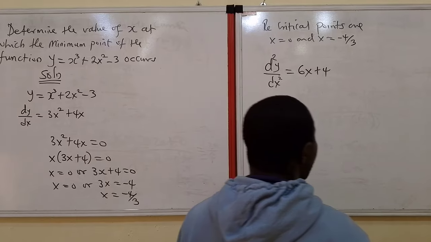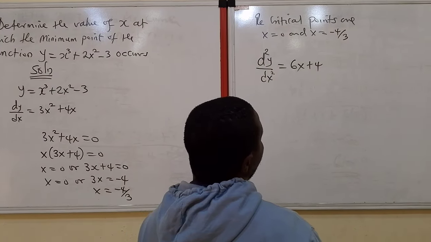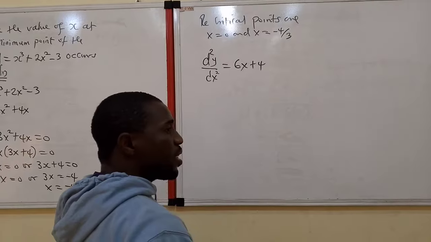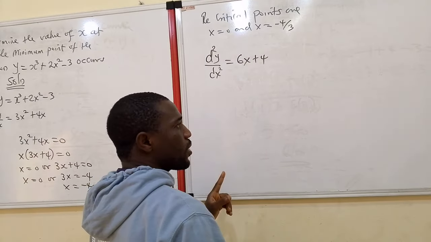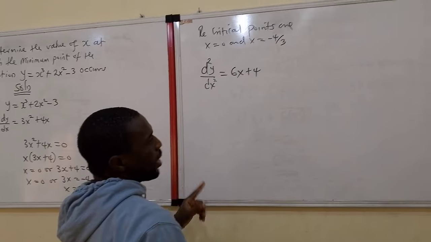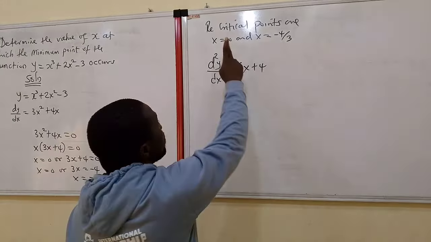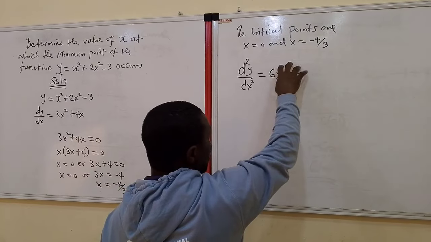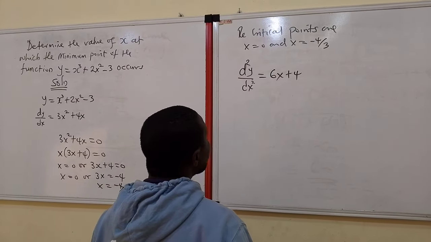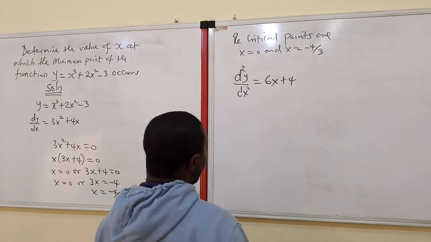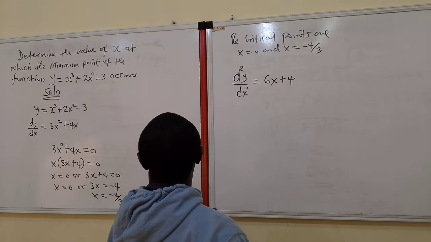If the result is greater than 0, it's a minimum point. If the result is less than 0, then it's a maximum point. I'll substitute these two values into this expression I've got here. If the result is greater than 0, it's a minimum point. If it is less than 0, it's a maximum point.